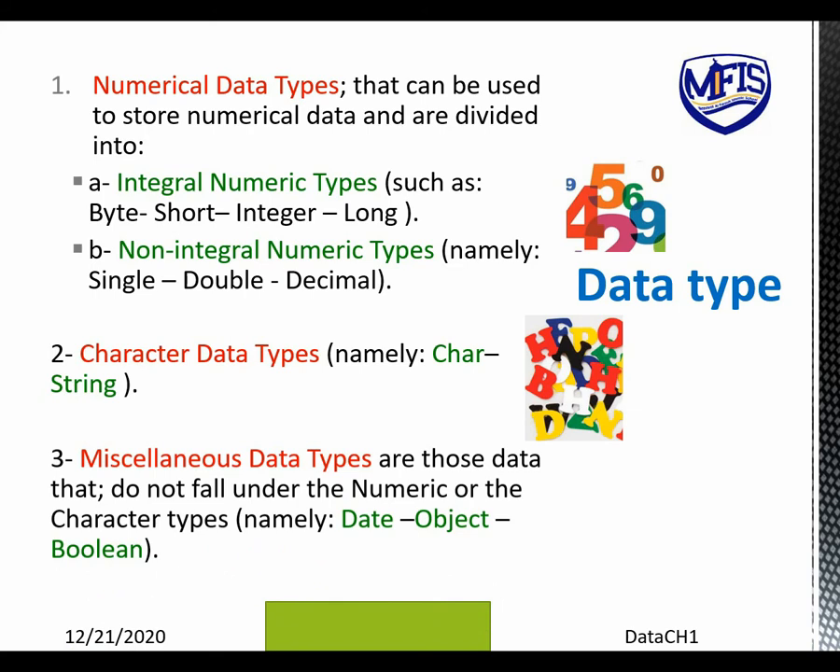And the third type of data types is the miscellaneous data type, and this data doesn't fall under the numeric or the character types. And we can also divide this data into three types: date, object, and boolean. Date, which is a date like that, doesn't contain only numbers or only letters, it contains letters and numbers and symbols, so we can't say this is a numerical data type or a character, we say this is a miscellaneous data type.